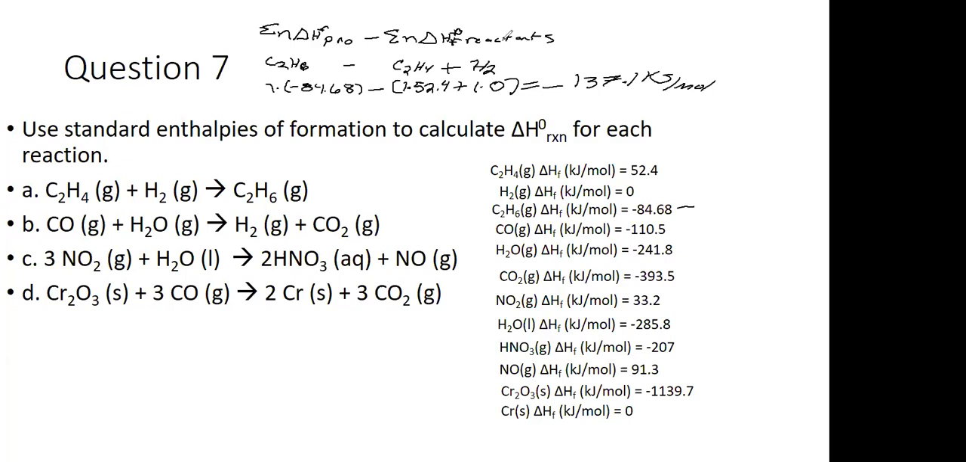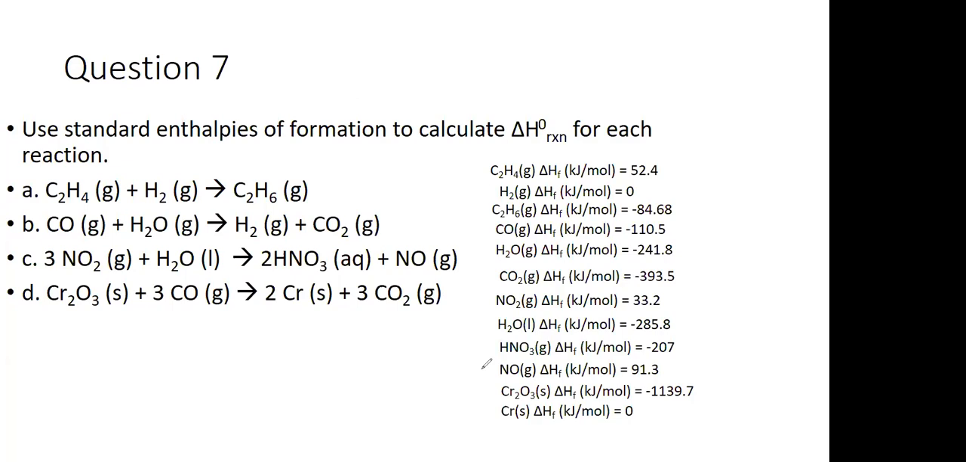All right, time is more or less up. So for B, I will work out B like I did for A. Then for C and D, I'm just going to give you the answers so you can check those. But I'm going to erase A, and I'll work out B again. So products minus reactants.